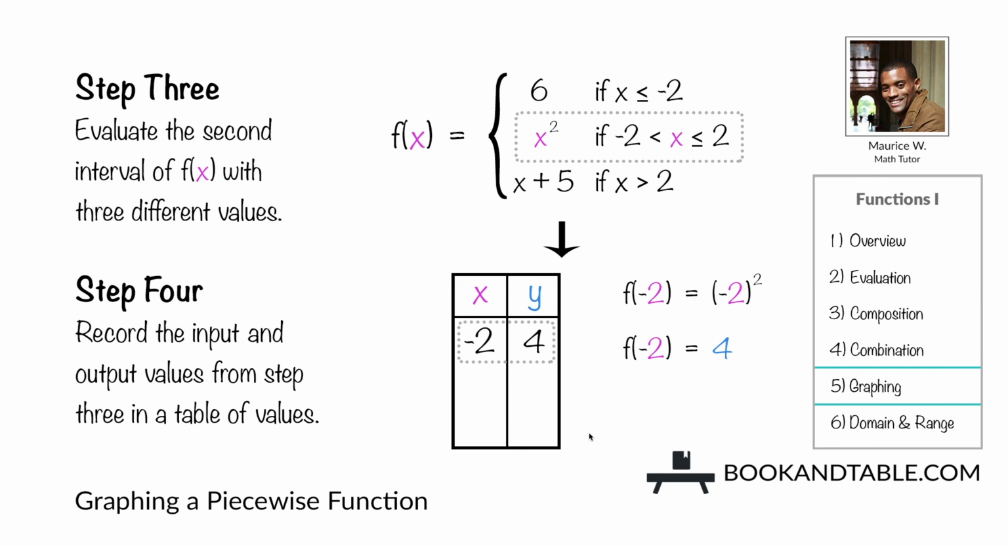And now step 3, evaluate the second interval of f of x with 3 different values. So we have x squared if -2 is less than x, which is less than or equal to 2. So I always like to use the limits so we can see what is happening at the limits. So we plug in -2 for x, we get f of -2 is equal to -2 squared, which shows us that f of -2 is equal to 4. We can then go to the middle. 0 would be halfway between -2 and +2. So when we plug in 0 for x, we get f of 0 is equal to 0 squared, which is 0. So the input is 0 and the output is 0.